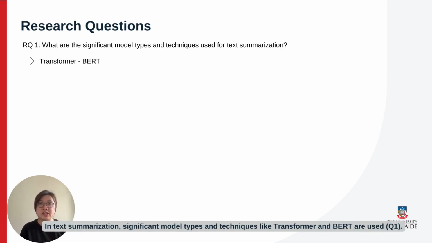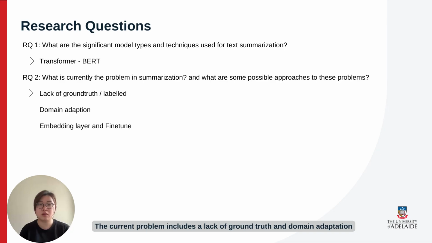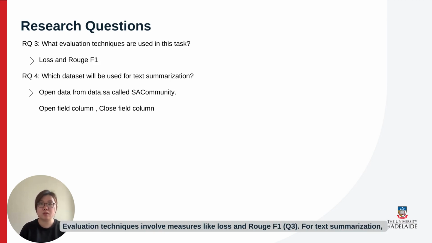In text summarization, significant model types and techniques like transformer and BERT are used. The current problem includes a lack of ground truth and domain adaptation, which can be addressed through embedding and fine-tuning. Evaluation techniques involve measures like loss and ROUGE score. For text summarization, the SA community dataset from data.sa with open and closed field columns will be used.